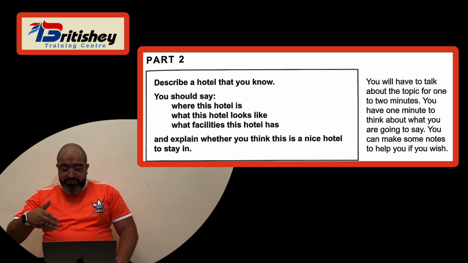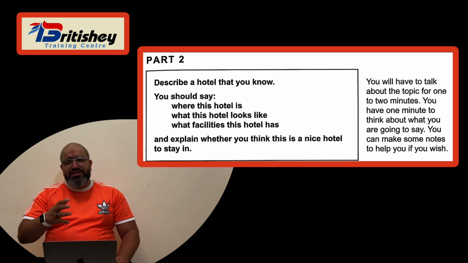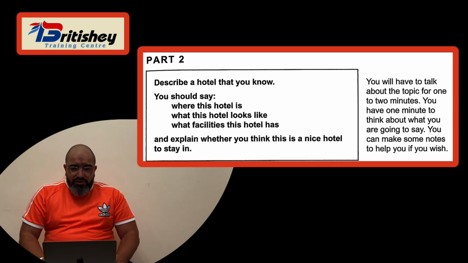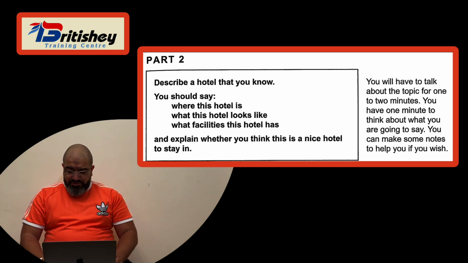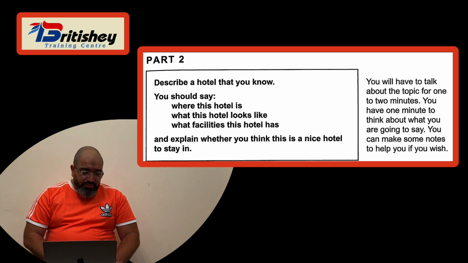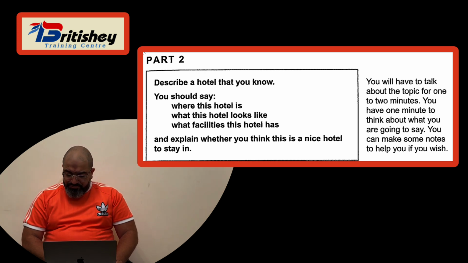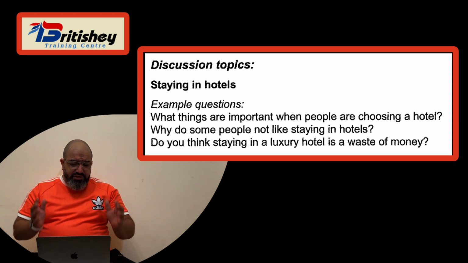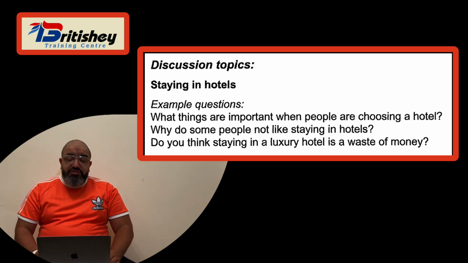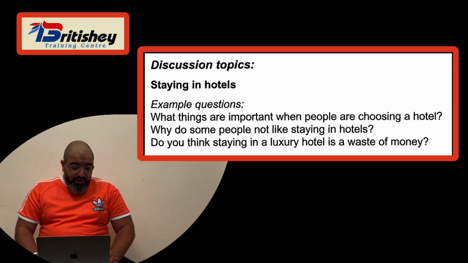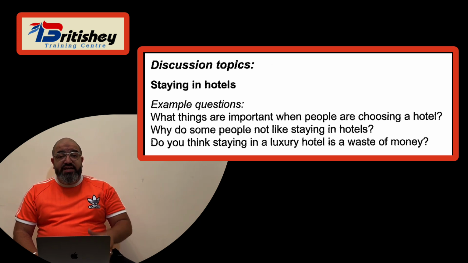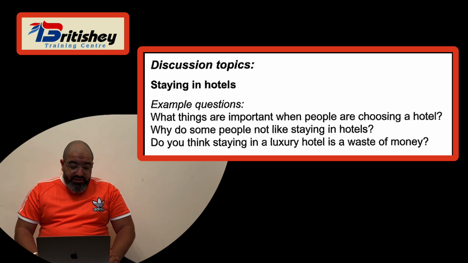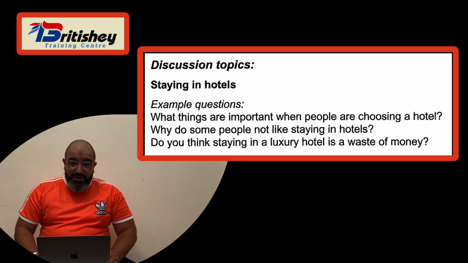And then you will have to talk about the topic for 1 to 2 minutes, the normal IELTS regulations. So that's part 2. Now let's go to part 3 and look at that as well. Part 3 is discussion topics, staying in hotels again, and it says example questions. What things are important when people are choosing a hotel? Why do some people not like staying in hotels? Do you think staying in a luxury hotel is a waste of money?